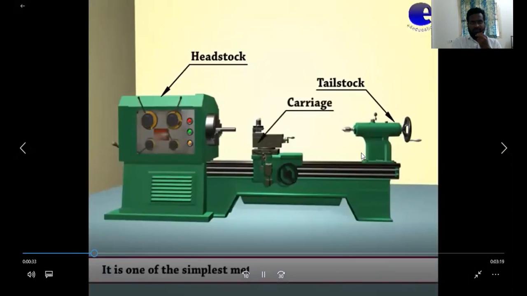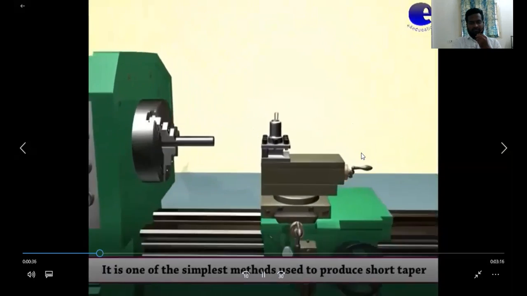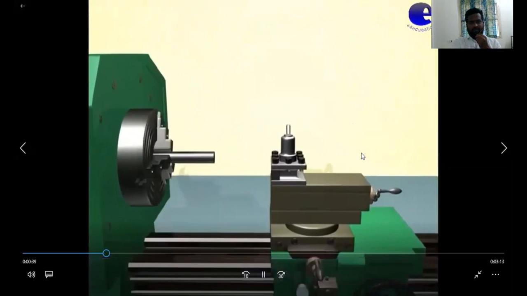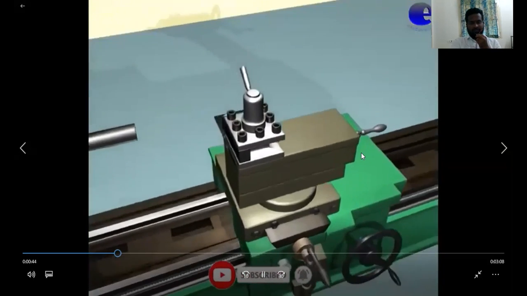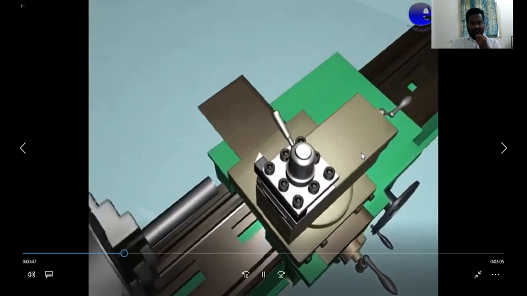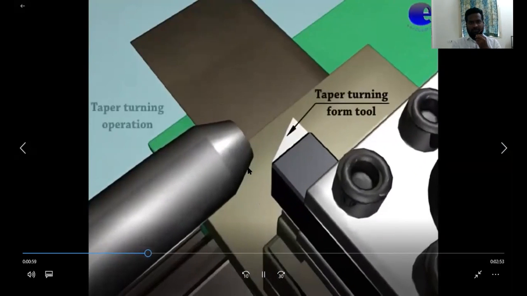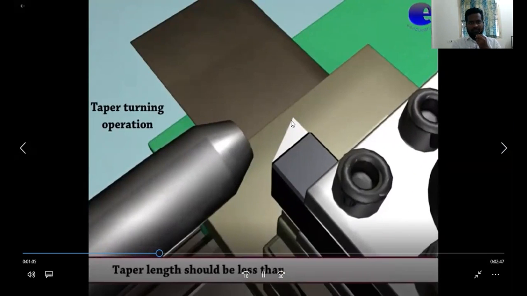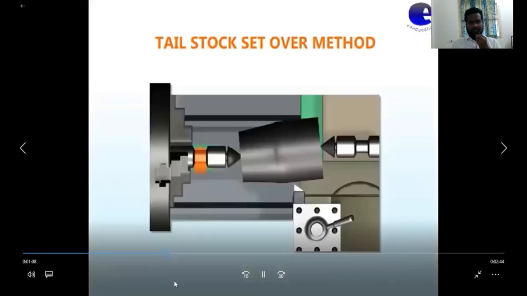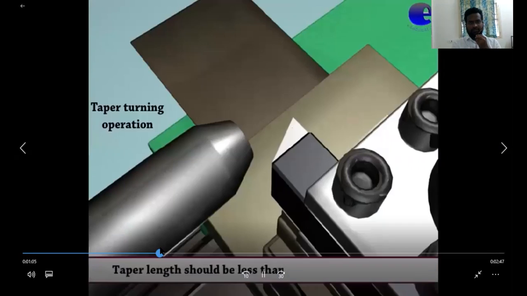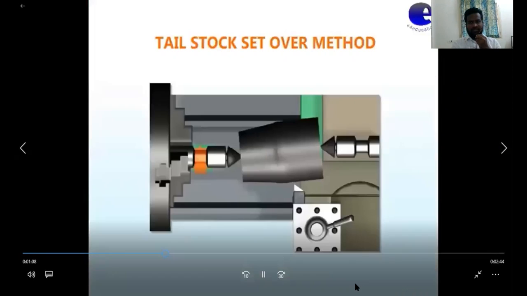Yesterday we were observing some video. Today we are observing some animation of the 4 methods of taper turning. The first one is the form tool method. Here you can observe this form tool. It has an inclination angle, an inclination shape, and this shape is produced on the workpiece. The taper length should be less than the tool cutting edge.